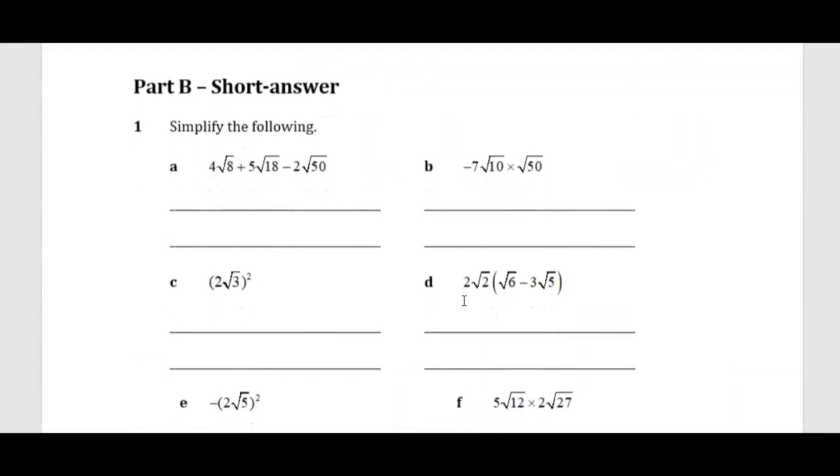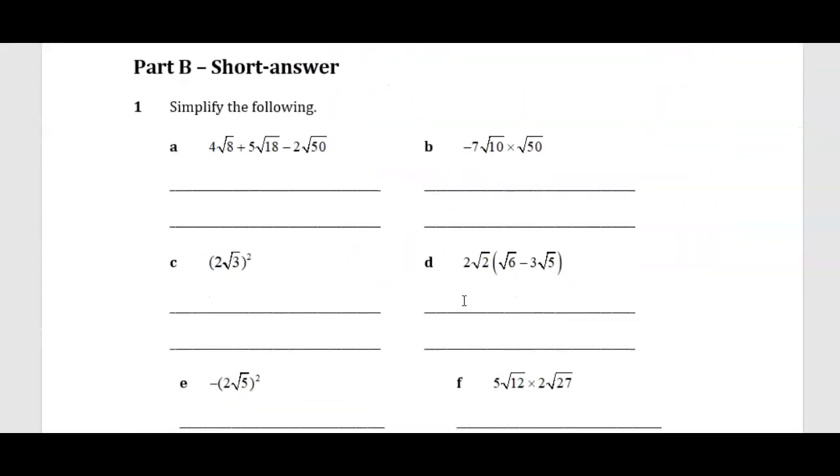All right, did I circle my answer? Yeah, let's get stuck into the short answer questions. Remember, when you're adding or subtracting surds, they need to be like surds. When you're multiplying and dividing, they don't need to be like surds, but when you're adding and subtracting, they do need to be like surds.